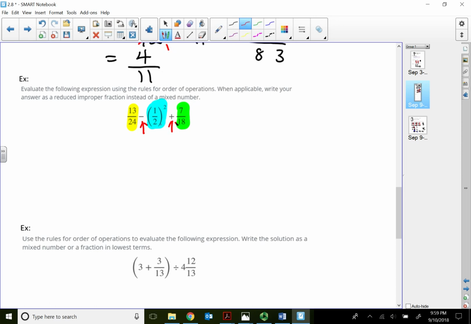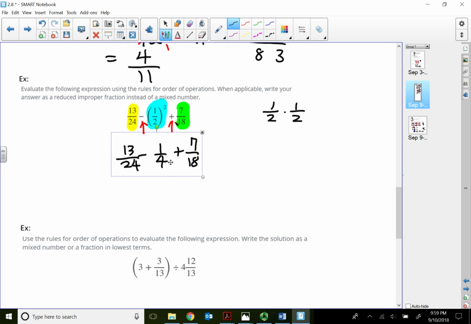So my second term has parentheses. Okay, well, my second term has an exponent, so we will do that first because this is the only term with an operation to do. Remember now, exponent means times itself 2 times. So 1/2 whole thing squared literally means half times a half, which we know is 1/4. All right, the 13 over 24 is still the first term. The third term is still 7 over 18.